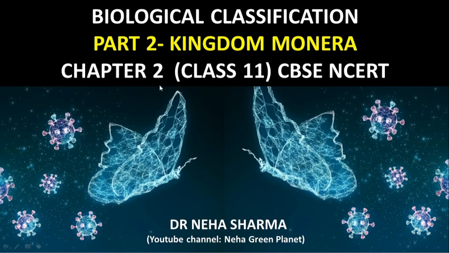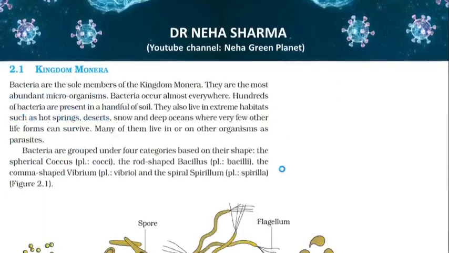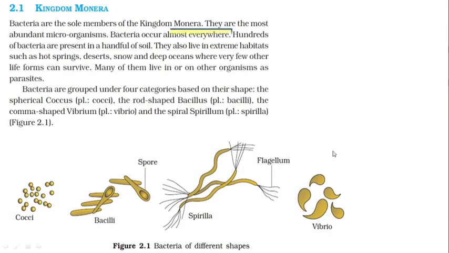If you have not watched the outline of classification models given by different scientists, then please check my previous video. So let us discuss in this video Kingdom Monera. In this chapter we have to discuss bacteria, which are microscopic organisms present everywhere: in soil, in hot spring, desert, snow, deep ocean, and even in harsh conditions like a place which is extremely heated up.